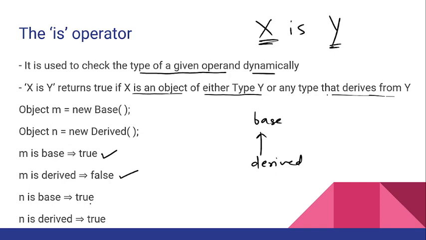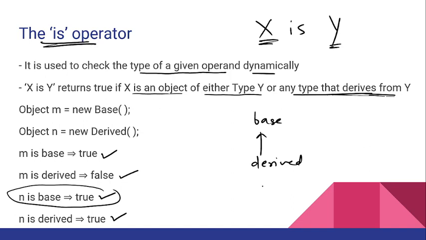Okay, you will need to pause the video, think about it, or maybe go back and listen to this again. So n is base is also true. n is derived has to be true because it is obviously created directly from derived. Now this is important to understand about this particular type check: it need not be the same type, it could be any type that is derived from that type. So n is base is allowed because n is of type derived, and derived is derived from base. Okay, again I tried my best to explain this. So this is the use of the is operator.